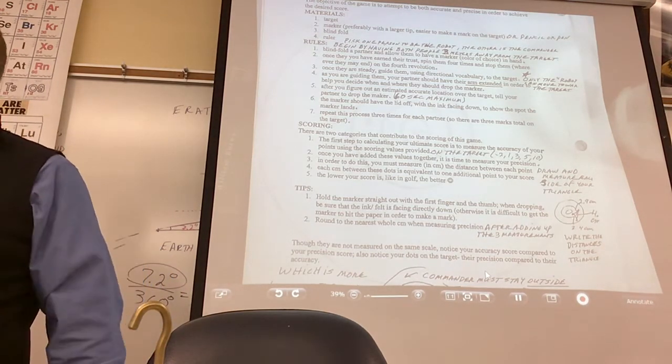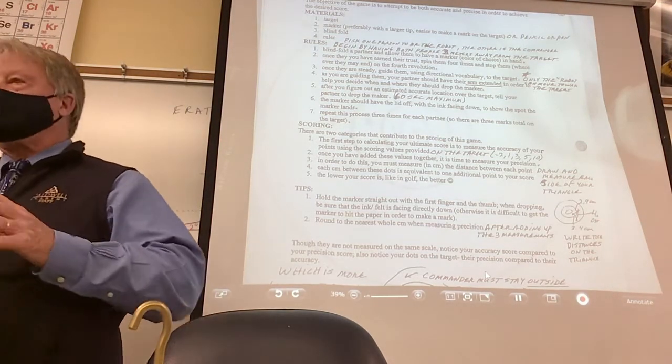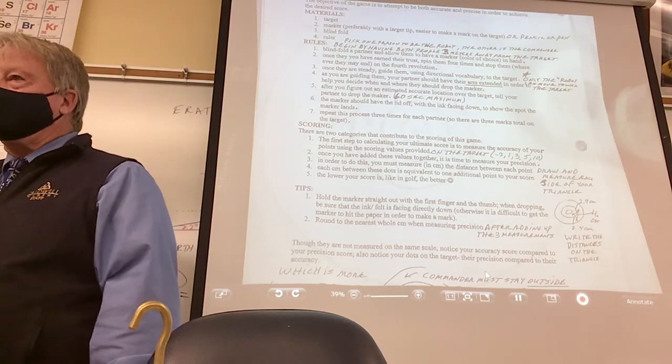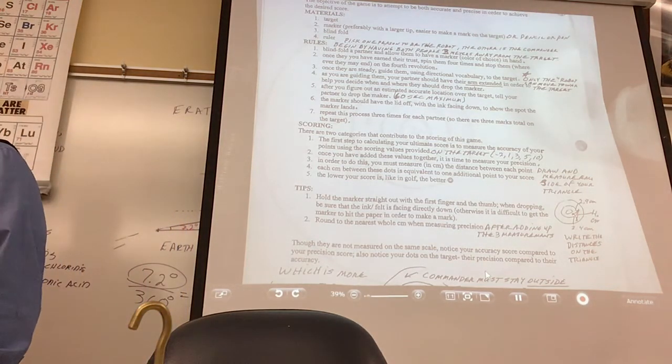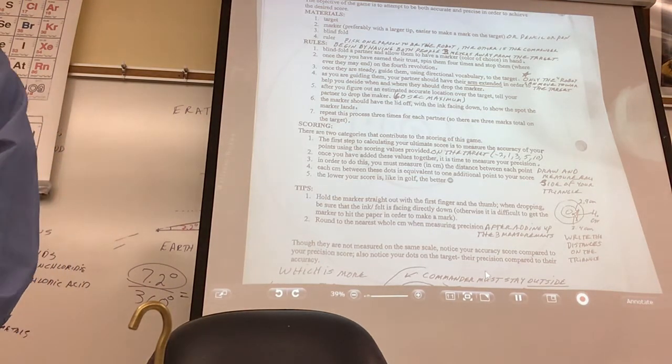I can't come up there and put my eye right over the pen and say, drop it. You get that? So I have to give you commands. Right, left, right, left, left, left, right, right, stop, forward. And then when you think it's ready, you say drop. Okay? So it's your robot.